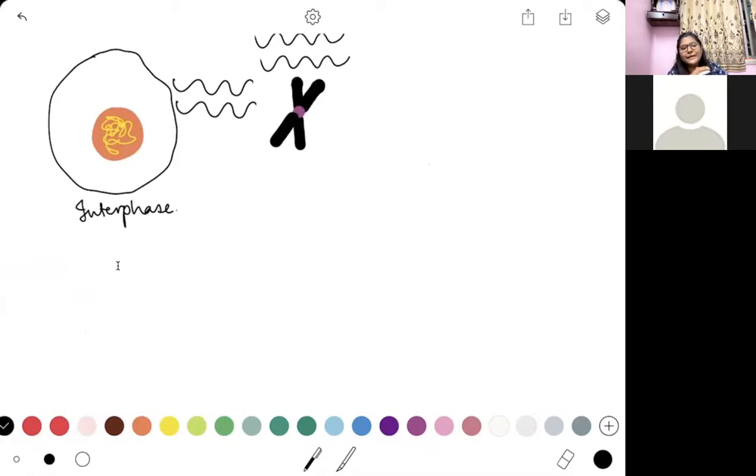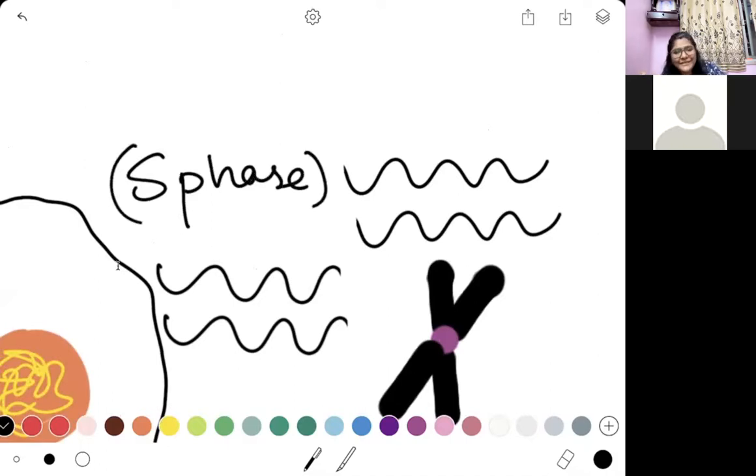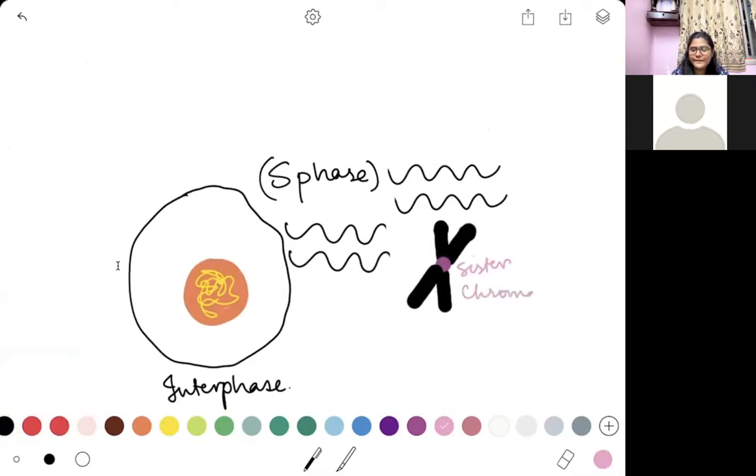Okay, now once you have this DNA that is going to get replicated, this particular subphase of your interphase where your DNA is getting replicated is also called the S phase of your cellular division. In this S phase you are going to make sister chromatids. Sister chromatids, right?